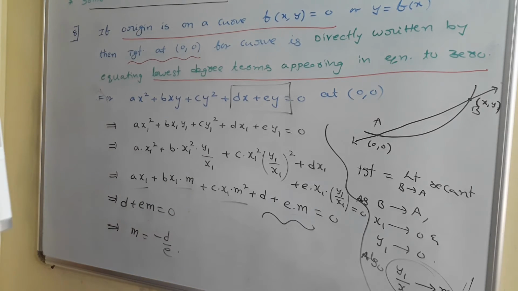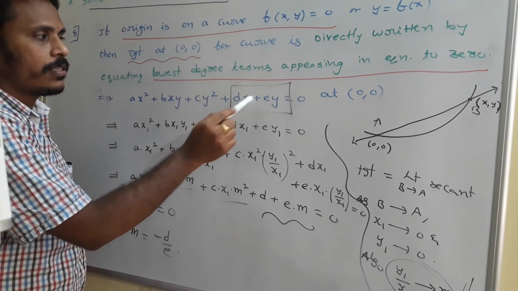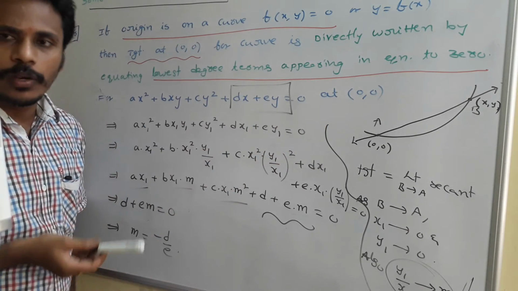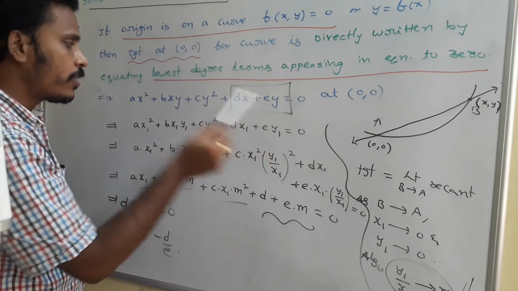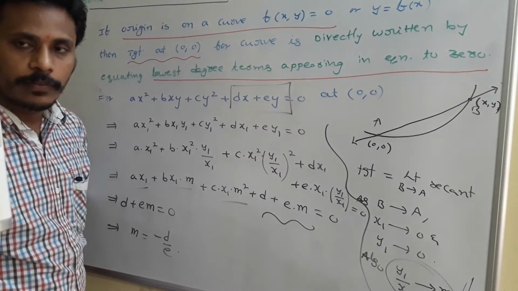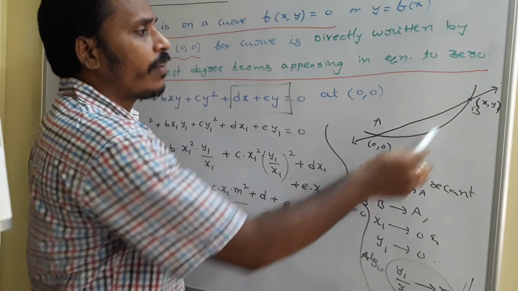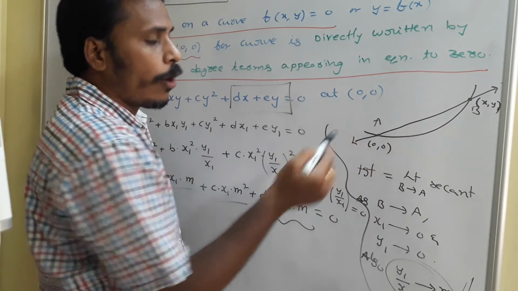See, I have a curve ax² + bxy + cy² + dx + ey = 0, and I need to find the tangent equation at (0, 0). (0, 0) is clearly a point on the curve, and when you think about the theoretical situation, I have a curve and this is the origin.